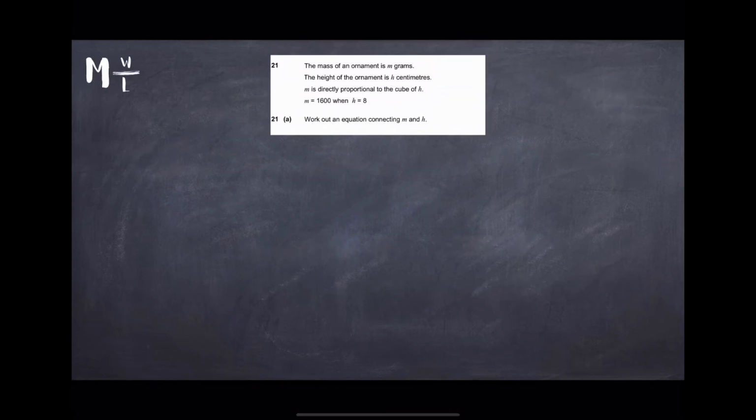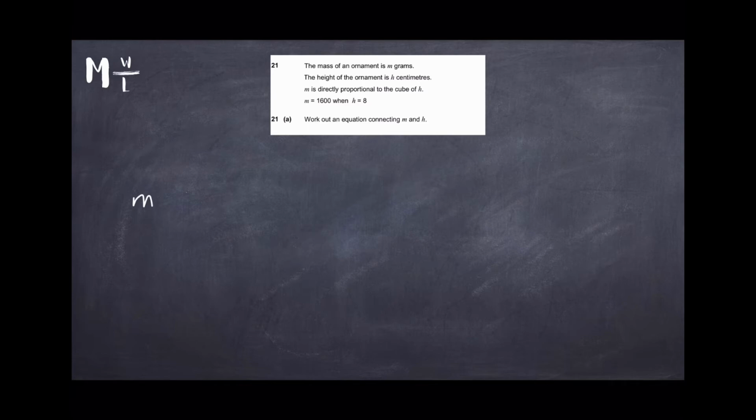Okay, so next, the mass of an ornament is m grams. The height of an ornament is h centimetres. m is directly proportional to the cube of h. m is 1600 when h is 8. Work out an equation connecting m and h.